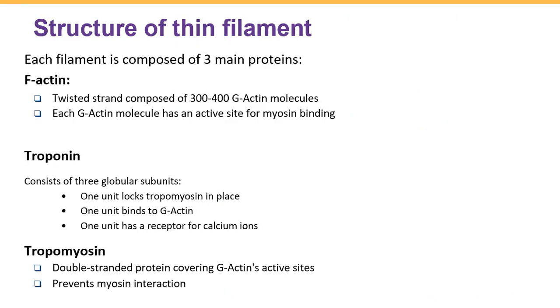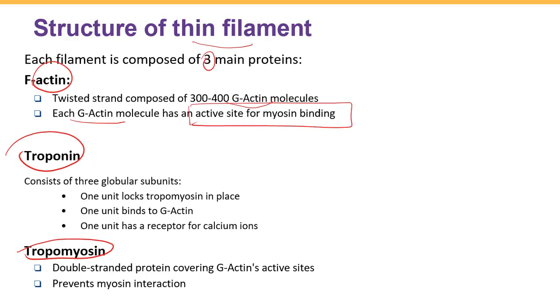One more time, let's review it through the text. We are talking about the thin filament. We know it's made up of three main proteins: actin, troponin, and tropomyosin. Because actin makes the background for the thin filament, we can also call the thin filament the actin filament. And we know the thin filament is made up of two twisted strands of F-actin, each of which is composed of around 300 to 400 G-actin molecules. We also said each G-actin molecule has an active site for myosin binding.